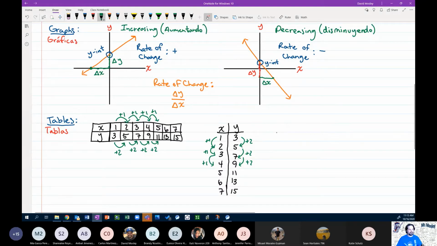Y tenemos tasa de cambio, es tasa Y dividir cambio de X, 2, 1, 2. Okay, so this is the rate of change.